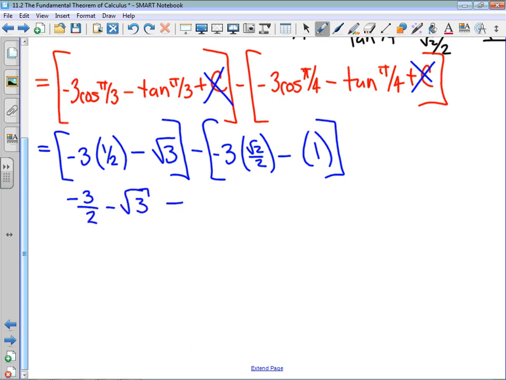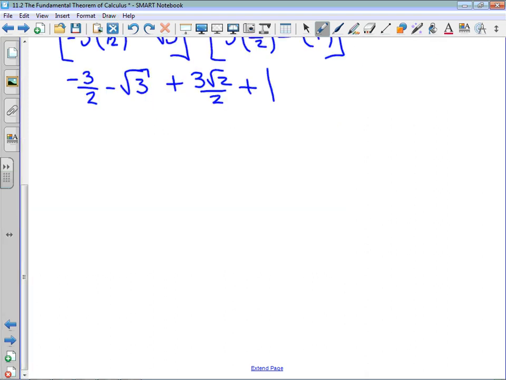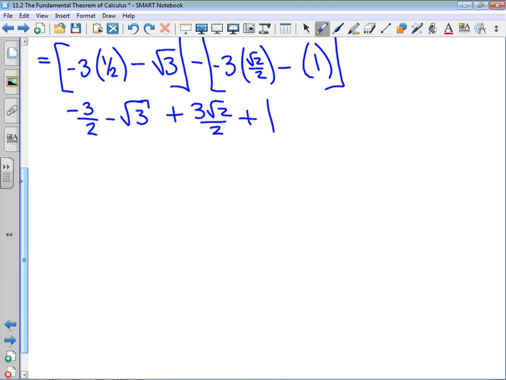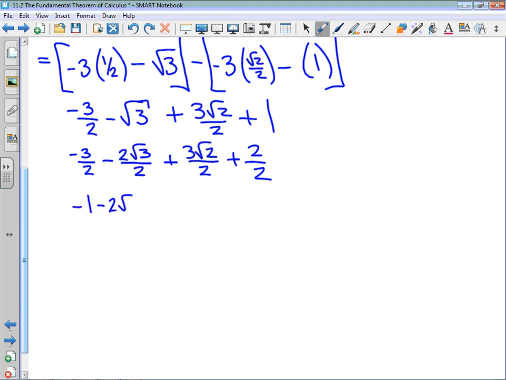And then all we can do here to try to clean this up is get everything with a common denominator and deal with it that way. This is going to get a little ugly, but all those terms that aren't fractions, I'm going to multiply by 2 over 2. So I get negative 3 over 2 minus 2 root 3 over 2 plus 3 root 2 over 2 plus 2 over 2. Well, negative 3 over 2 plus 2 over 2 is negative 1 over 2. So I'm going to have negative 1 minus 2 root 3 plus 3 root 2, all divided by 2.